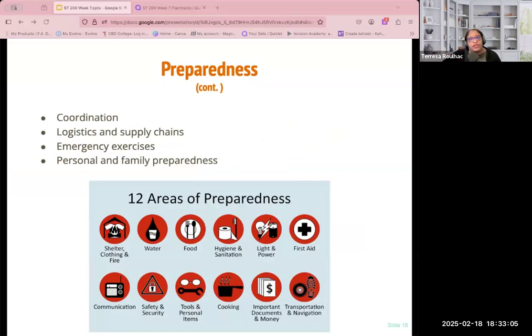We also have to manage our resources. We can't send all of our bandages to one section and then none to another. So we look again at those supplies, those equipment, and our personnel, and we place them in the right places. Drills are big. Regular disaster drills help practice and refine the response plan.